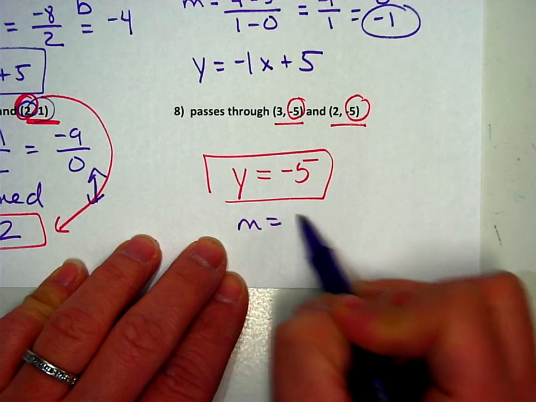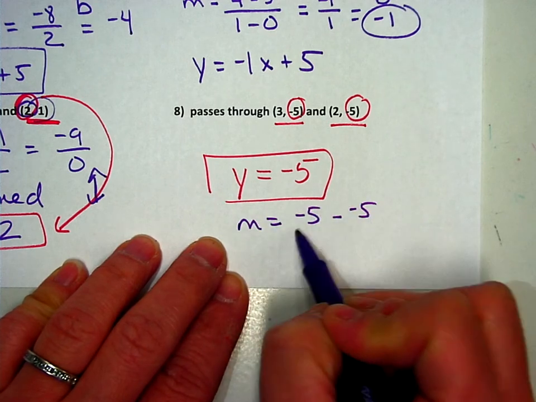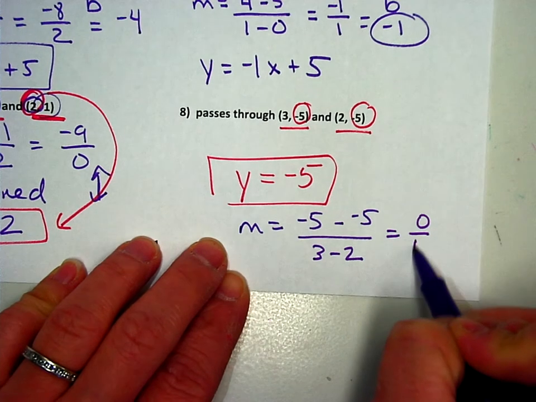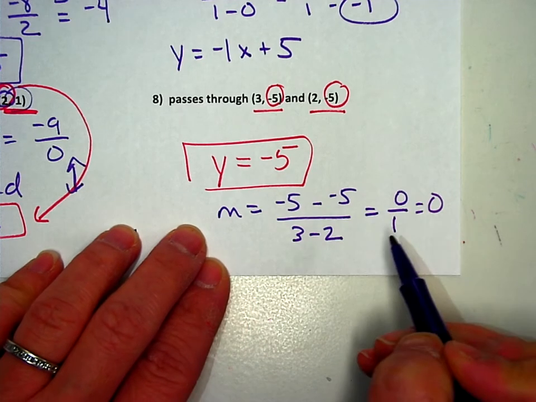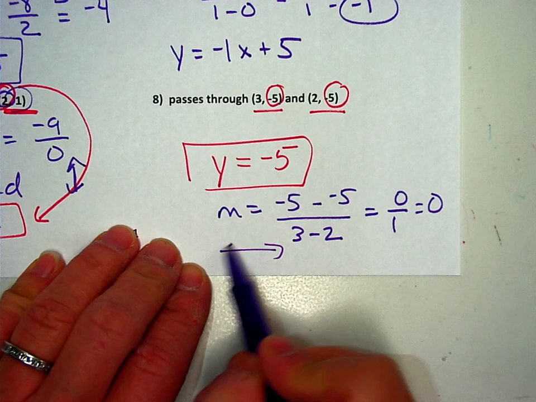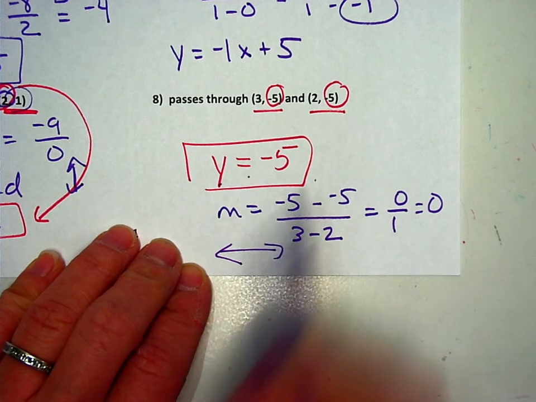If you didn't, you can go through the work and figure out the slope. So -5 minus -5 over 3 minus 2, which is 0/1, which is really 0. So I know a line that has a slope of 0 is a horizontal line, which is always y equals a number, so I can go ahead and write it right away.